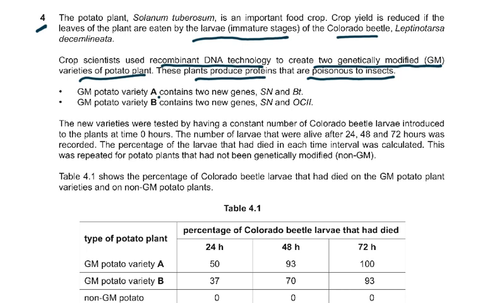GM variety A contains 2 new genes, SN and BT. GM variety B contains 2 new genes, SN and OC2. The new varieties were tested by having a constant number of Colorado beetle larvae introduced to the plants at time 0 hours. The number of larvae that were alive after 24, then 48 and 72 hours was recorded. So what did we do? At 0 hours, we put a constant number of the larvae on it, and then the number of larvae alive after 24, 48, and 72 hours was recorded.